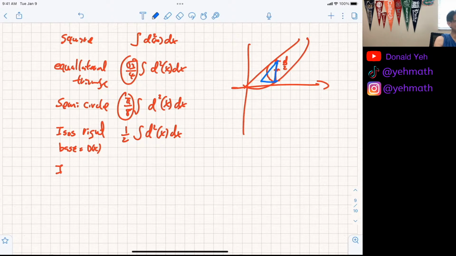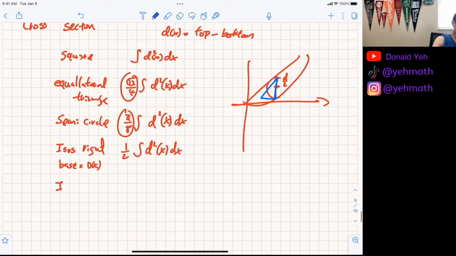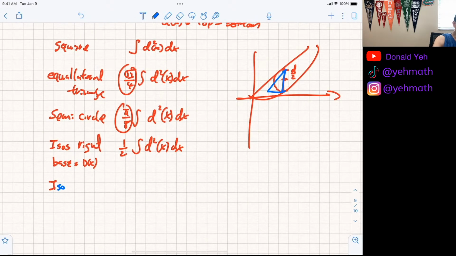Is everybody following me so far? Wait, is that supposed to be a big D of x? Small d is fine. It's just D of x. It's not the size of the D that matters.